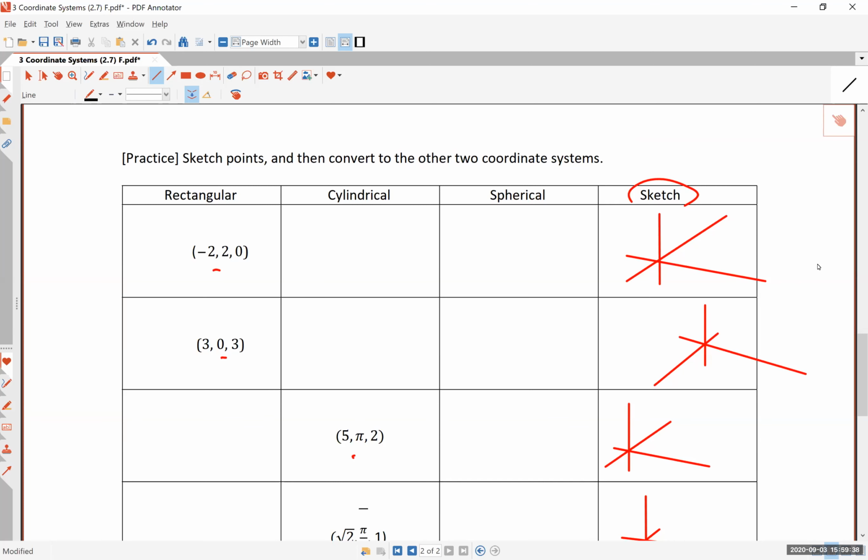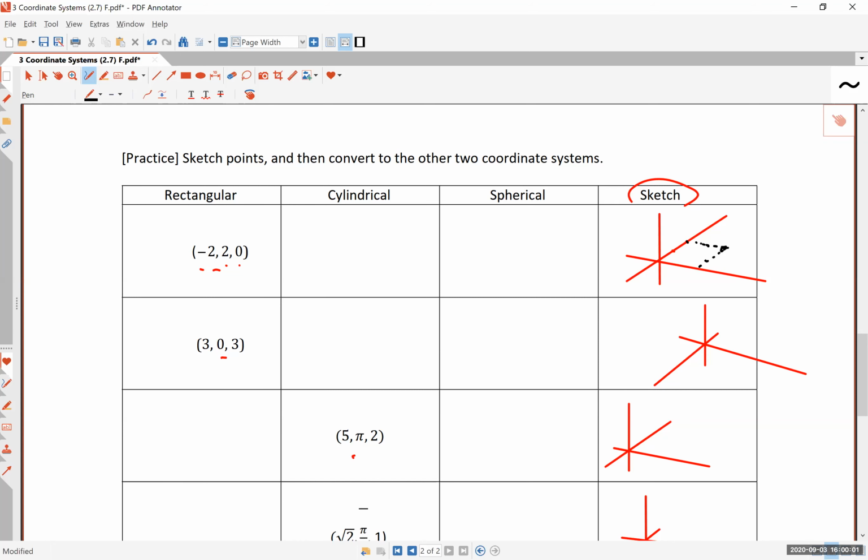So the rectangular coordinates given here is -2, 2, 0. Let's try to sketch this. -2 means you go backwards in the x coordinate. Let's use a different color here. All right. So it's right here, and then you go 2 units in the y direction. So maybe around here.